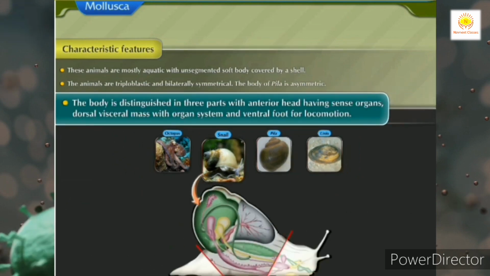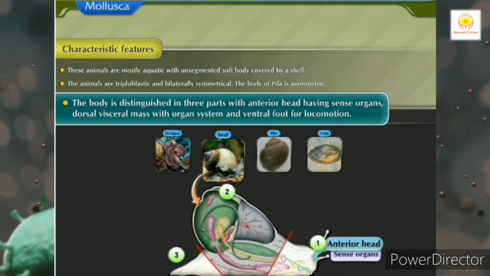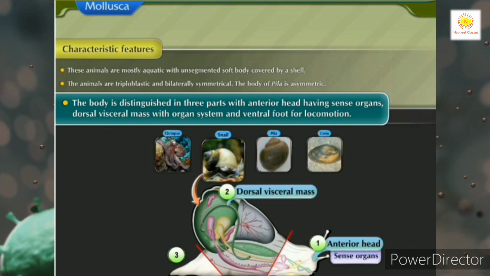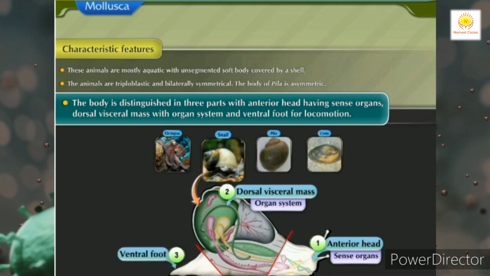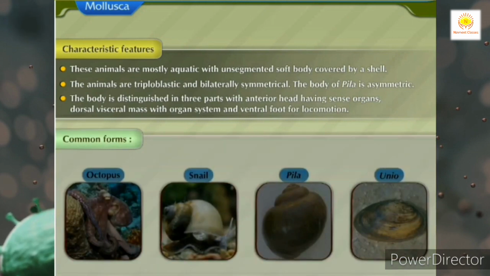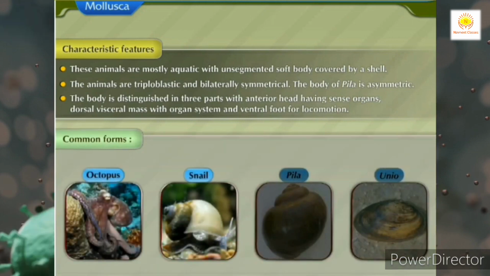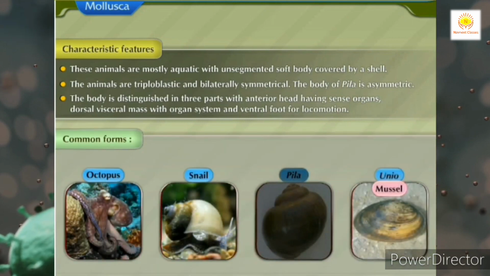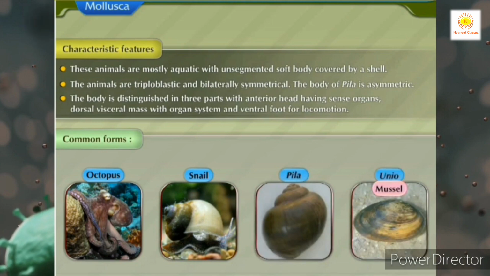The body is distinguished into 3 parts, with anterior head having sense organs, dorsal visceral mass with organ systems, and ventral foot for locomotion. The common forms are snails, octopus, and mussels like Unio and Pila.